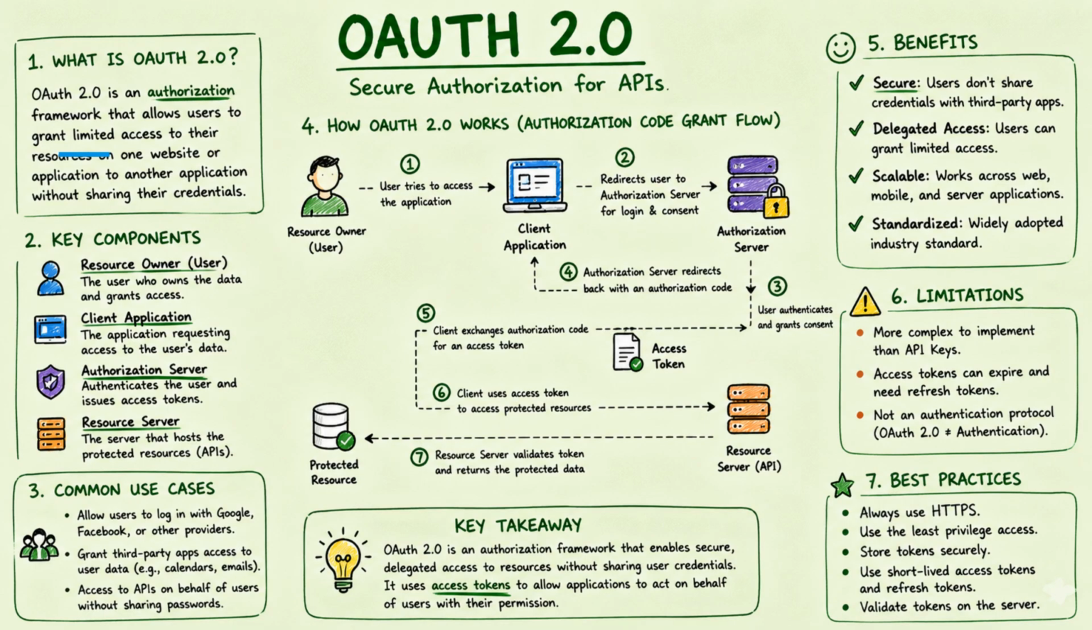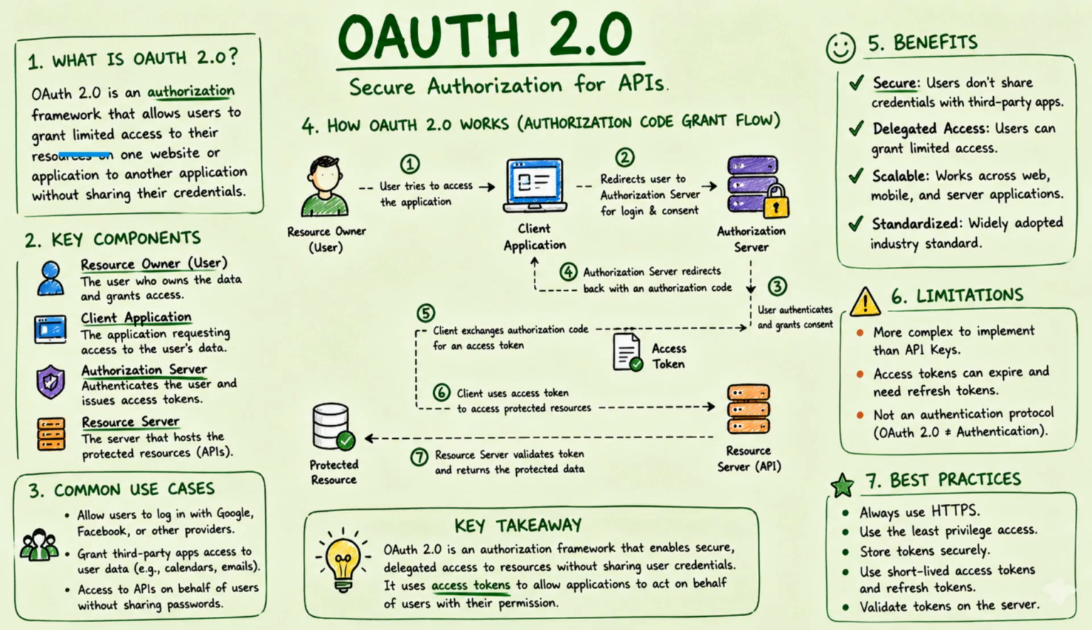On the left are the key components: the resource owner, client application, authorization server, and resource server. In the center, the flow shows the user logging in, granting consent, receiving an authorization code, exchanging it for an access token, and using that token to access protected resources. The right side highlights the benefits, limitations, and best practices.